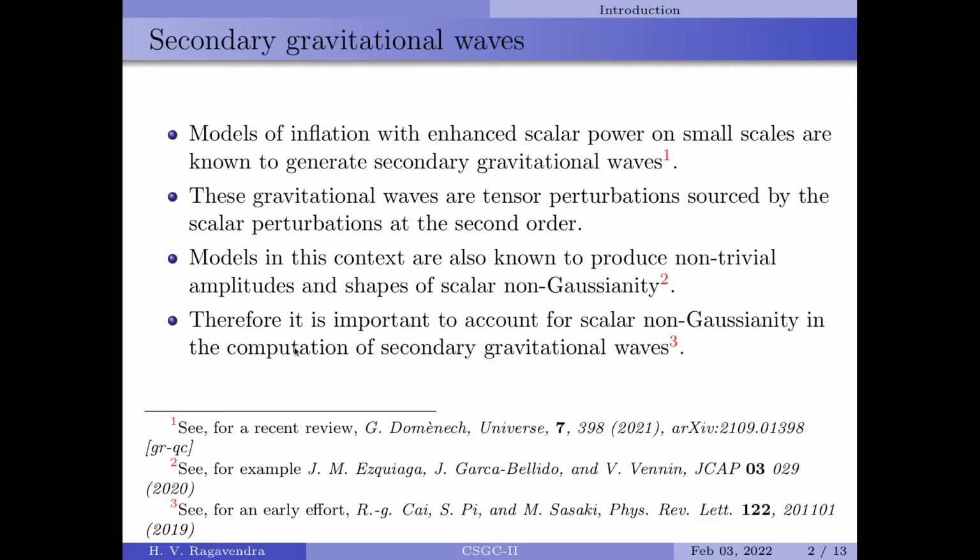So, what are secondary gravitational waves? Well, as we saw in the first talk of this session by Professor Sakellariadou, these are second order tensor perturbations. These are actually sourced by scalar perturbations at the second order of the perturbation theory. And there are certain models of inflation that have enhanced scalar power on small scales so that the sourcing may be strong enough to generate significant detectable secondary gravitational waves in the current universe. What is more interesting to note is that these models also produce non-trivial shapes and amplitudes of scalar non-Gaussianity, especially at the level of bispectrum.